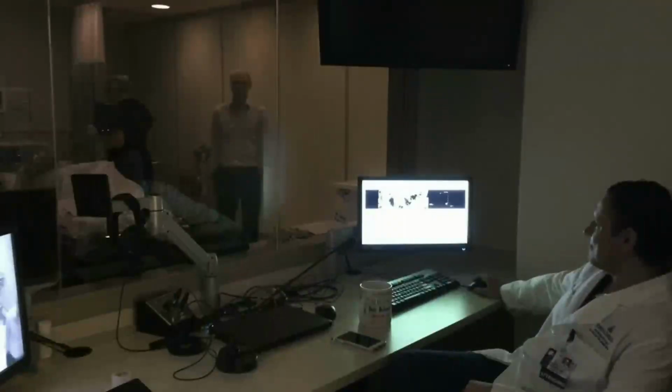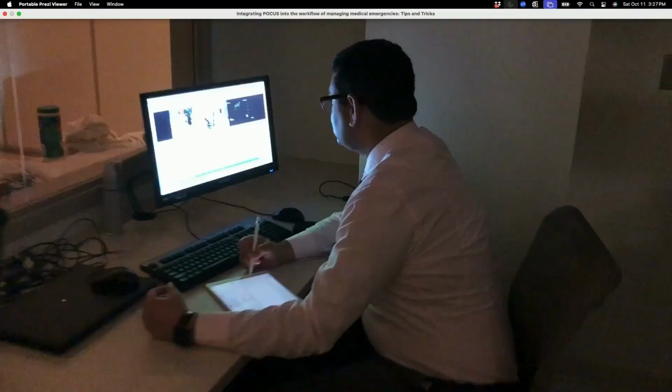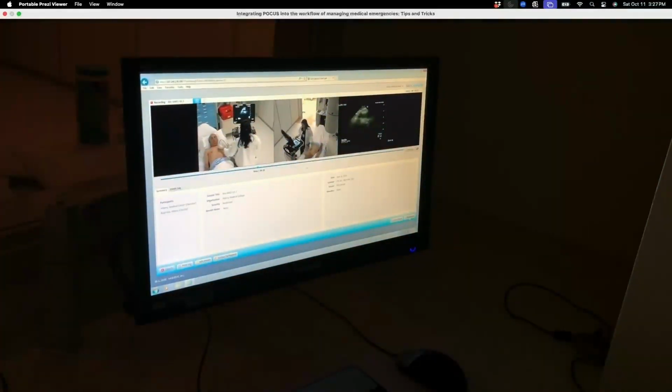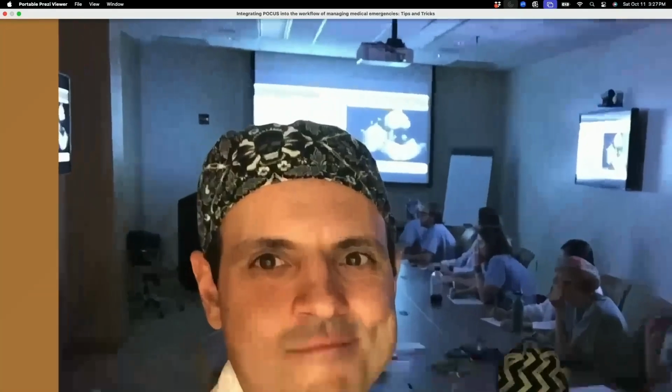Then we test them. We want to see if they're competent or not. So we basically have a Delphi approved study where we're looking at whether they choose the right position for the patient, and whether they obtained the views very well. So it's a very rigorous process, and then we test them. And then 6 months later, another test to see retention.